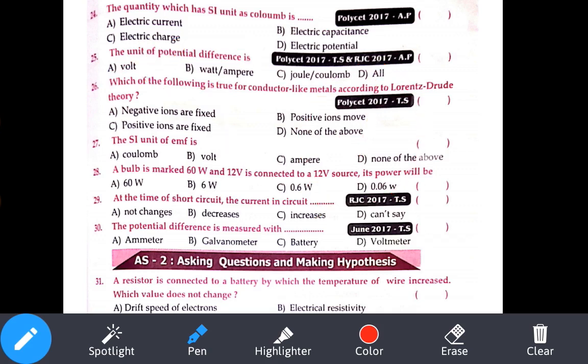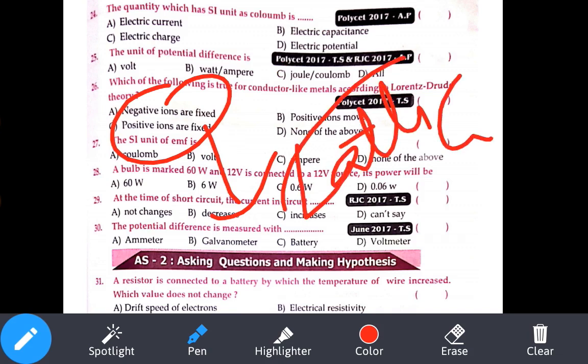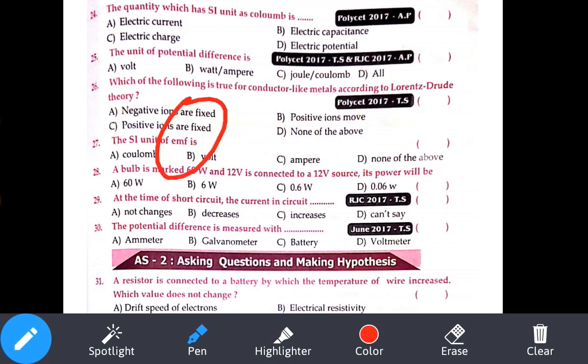Which of the following is true for a conductor like metal according to Lorentz? What are the options? The Lorentz rule. Negative ions fixed, wrong. Positive ions move, wrong. Positive ions are fixed. Yes, that is correct. Since the positive ions are fixed, the fixed positions of positive ions are called our lattice. Okay. SI unit of EMF: just a few minutes back I told you EMF and potential difference are the same, so the unit will be the same, that is our volt.